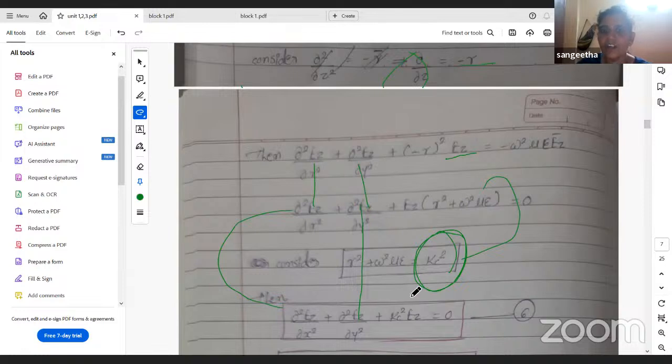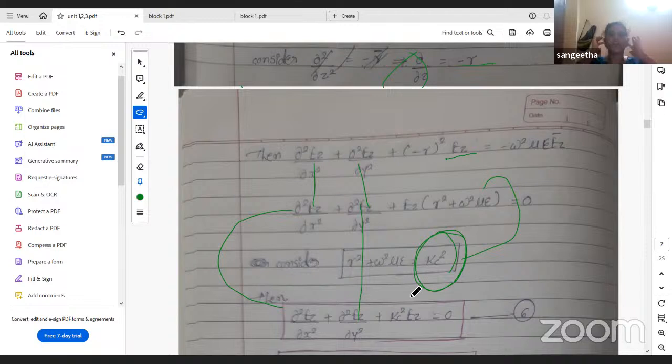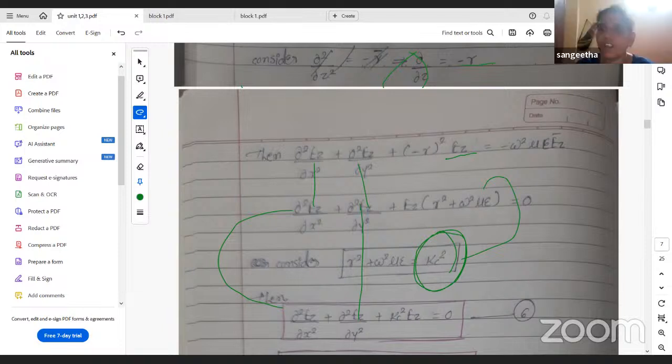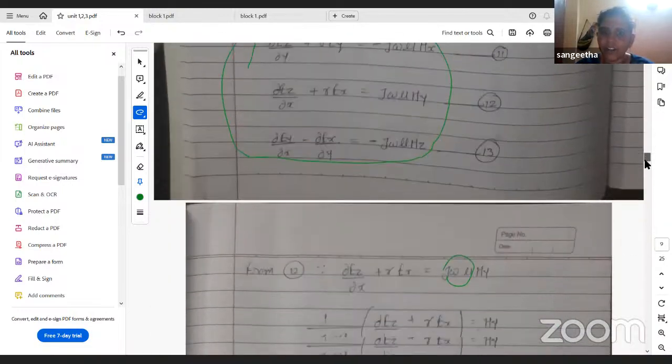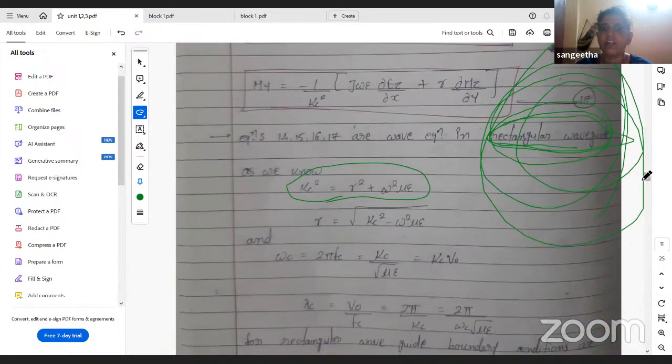What is this one? Gamma square plus omega square mu epsilon is equal to what? Kc square. Now I am simplifying only this part: gamma square plus omega square mu epsilon equal to Kc square. From that, I am writing a further equation: Kc square equal to gamma square plus omega square mu epsilon.